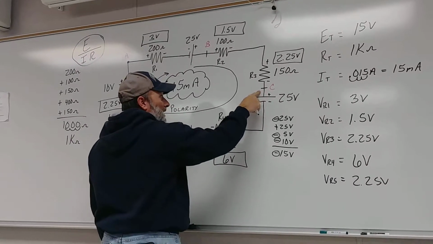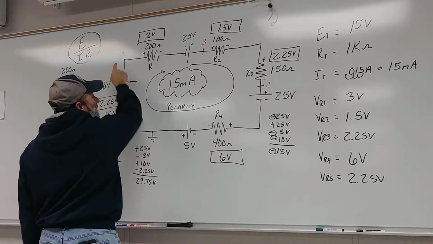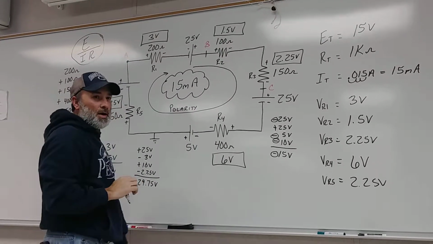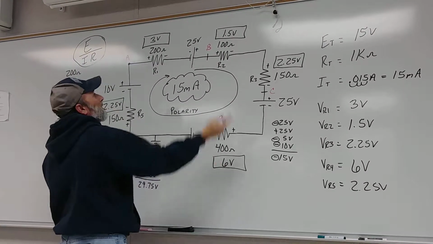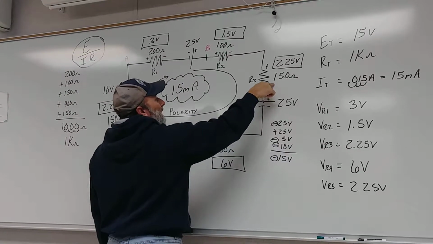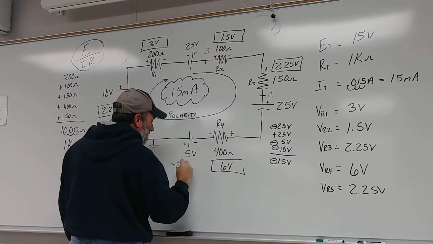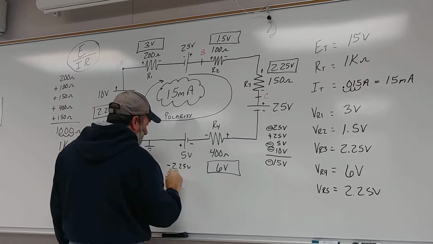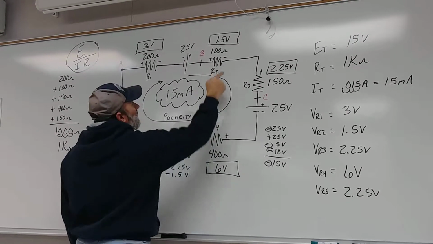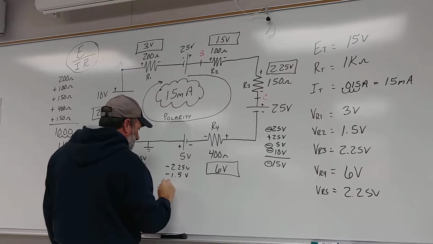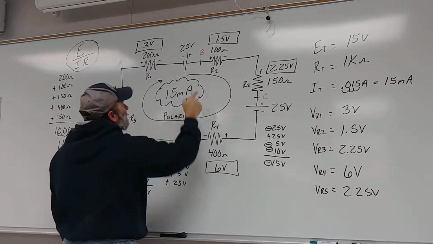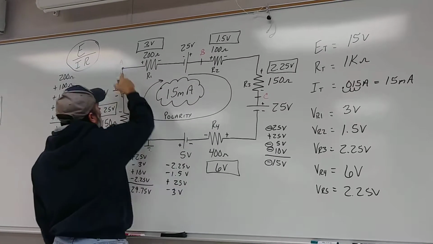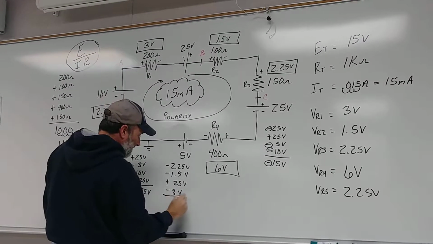So I'm going to start at C. I can go to A this way, or I can go to A this way. Doesn't matter which way I go, I get the same answer. I'm going to go up. So I come to the negative first. Negative 2.25 volts, minus 1.5 volts, plus 25 volts, minus 3 volts, and I'm at A, so I stop.